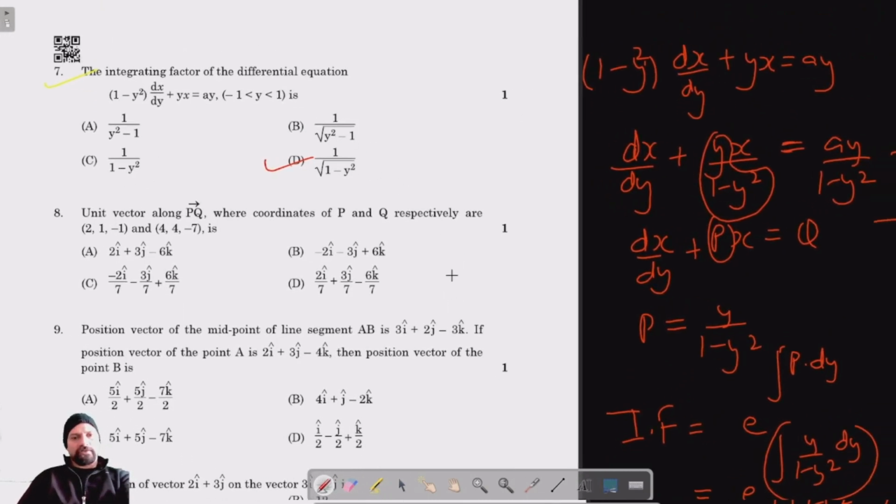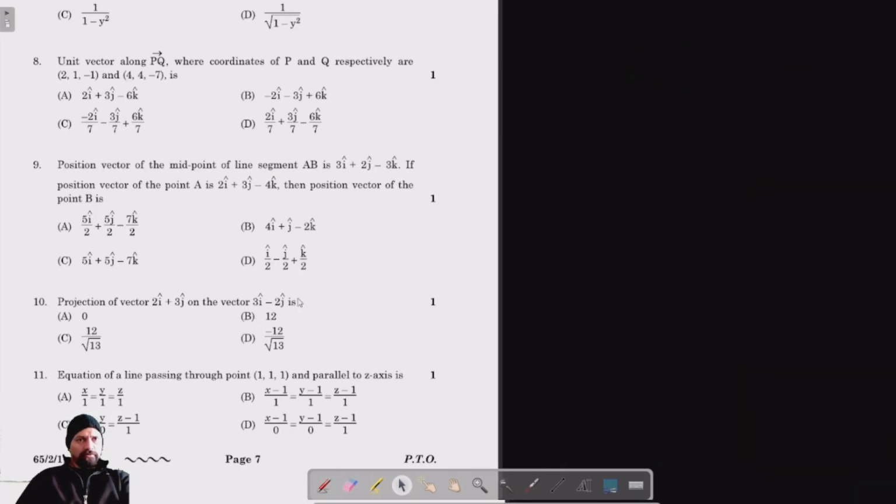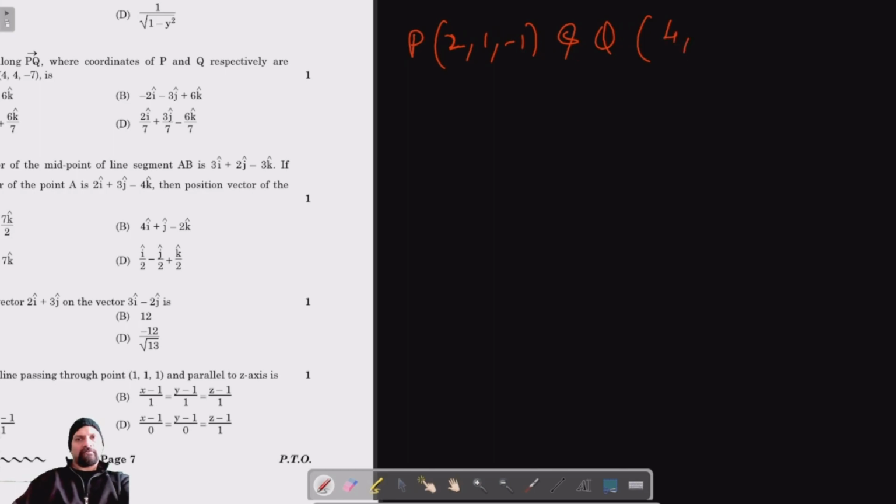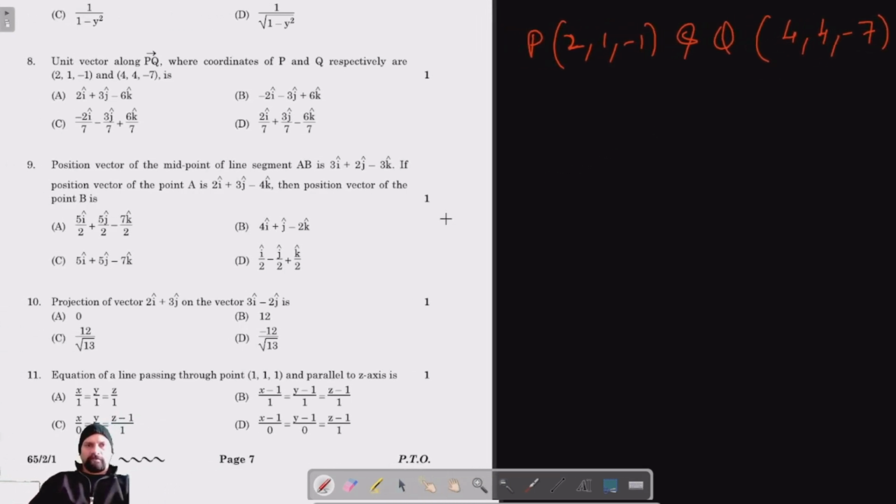And let's move on to question number 8. For question number 8, we have to find the unit vector along PQ, where the coordinates of P are 2, 1, and -1, and the coordinates of Q are 4, 4, and -7.